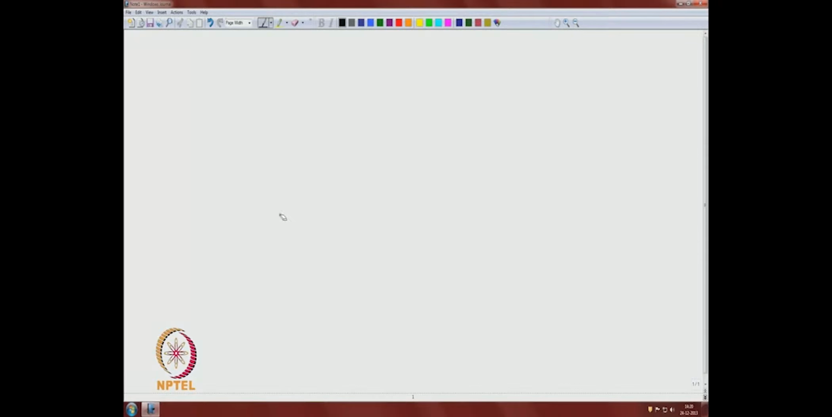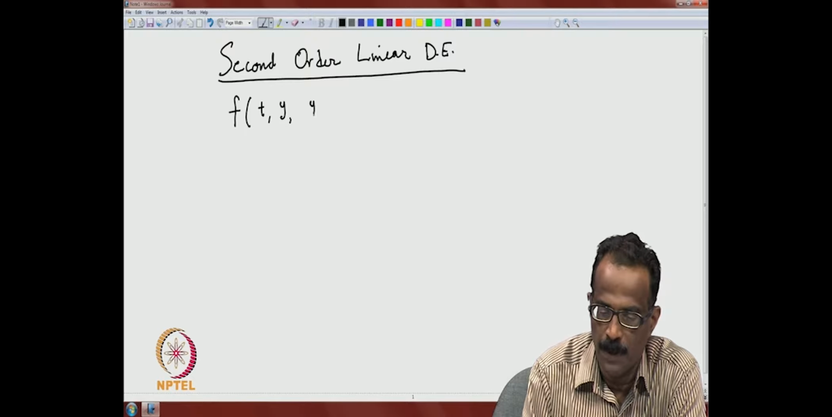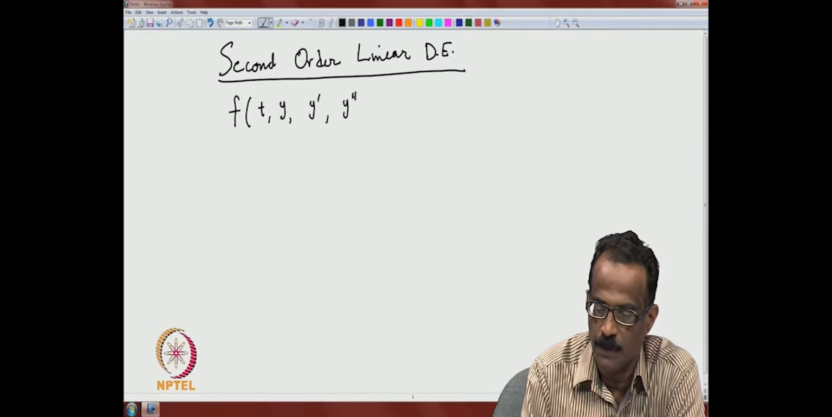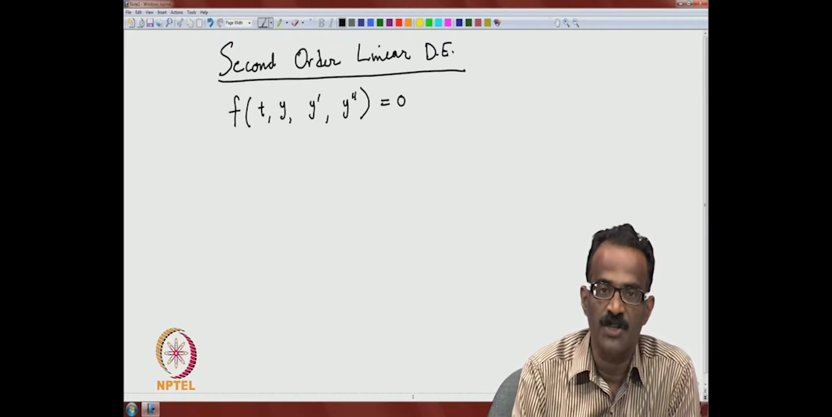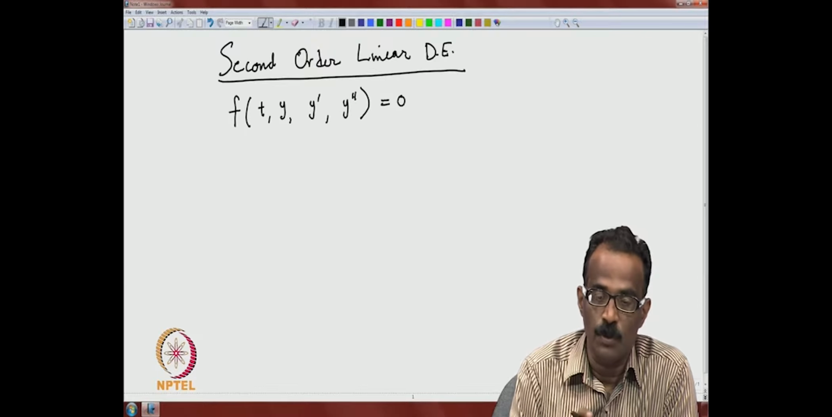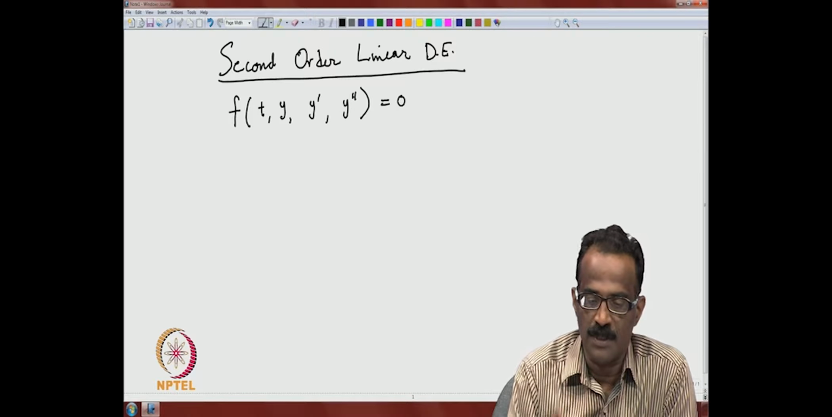So, we will start with the second order linear differential equations. A general second order differential equation will have the following form: f of t, y, y prime and y double prime equal to 0. So, this is the most general form, a relation connecting the unknown function y equal to y of t, y prime of t and y double prime of t.